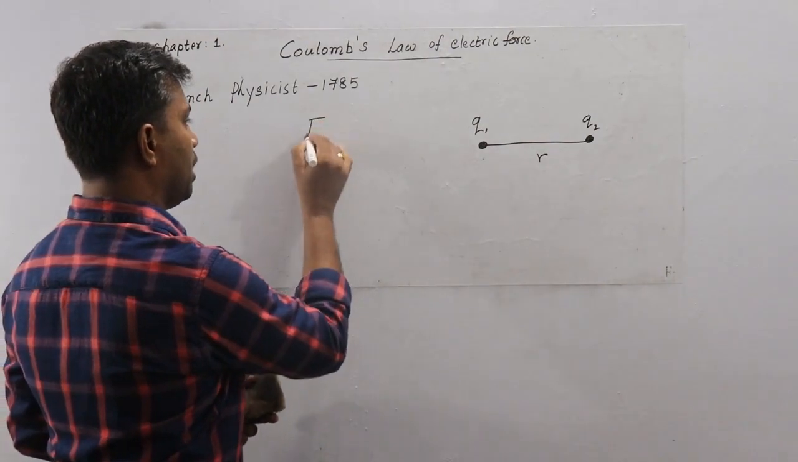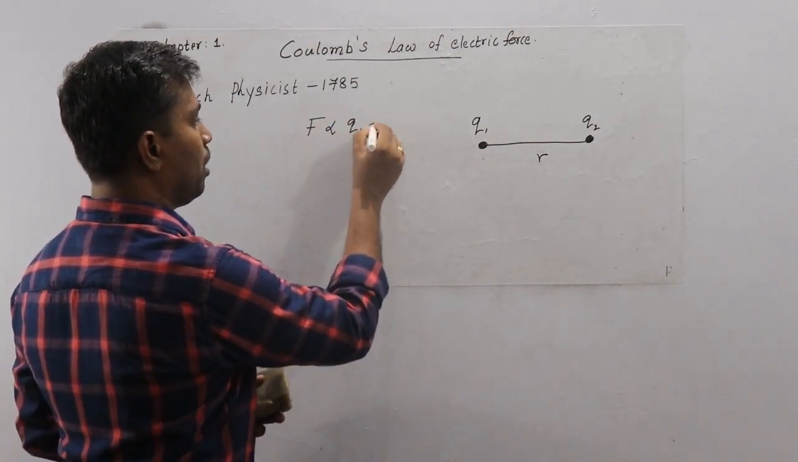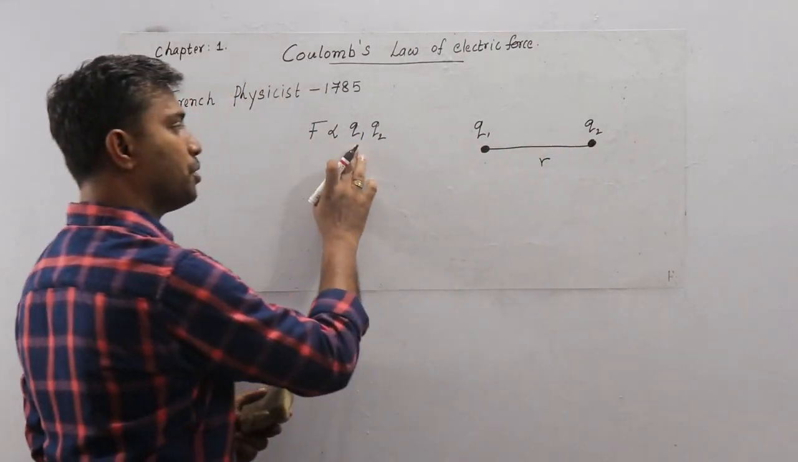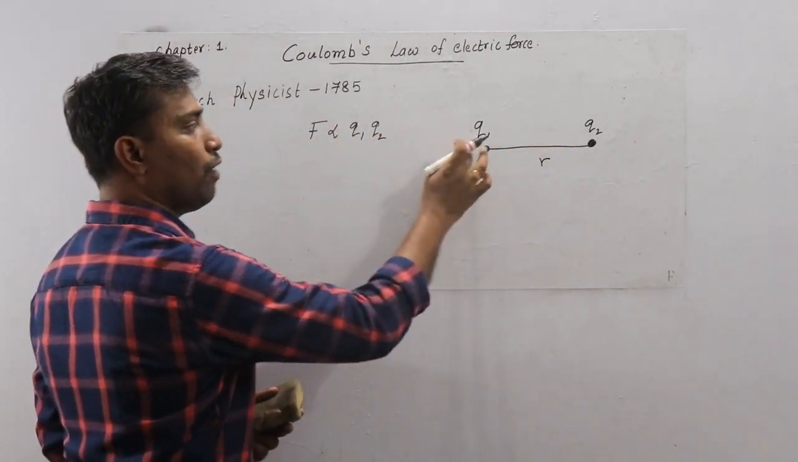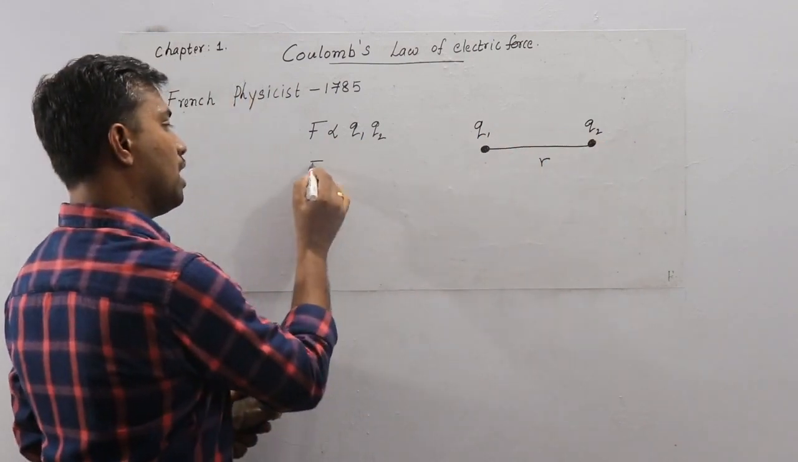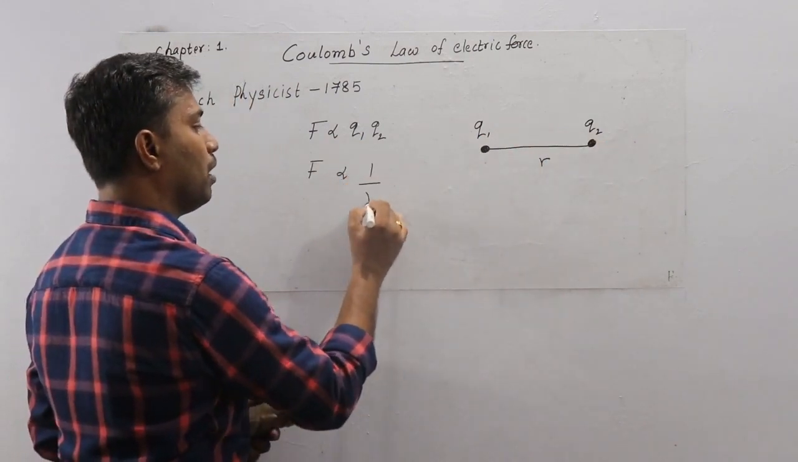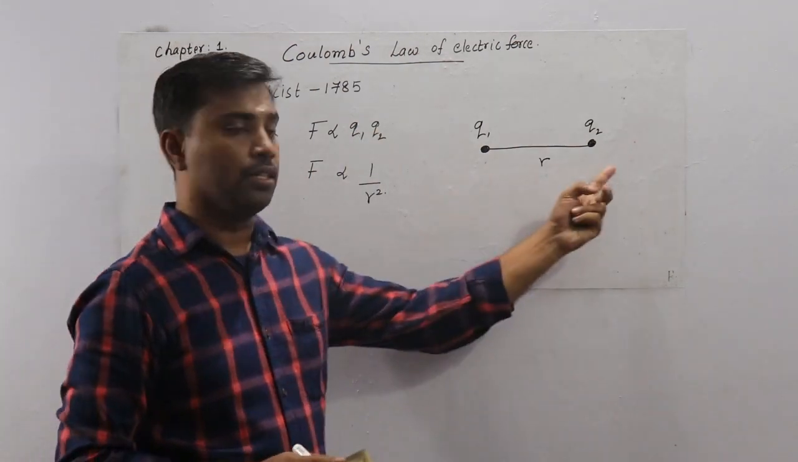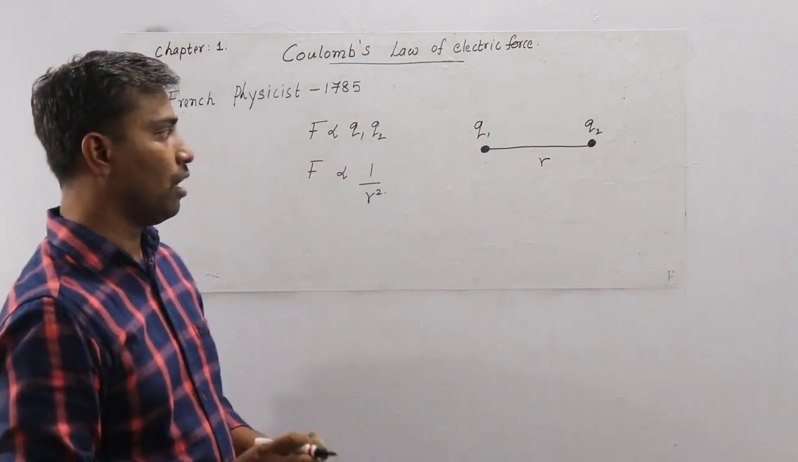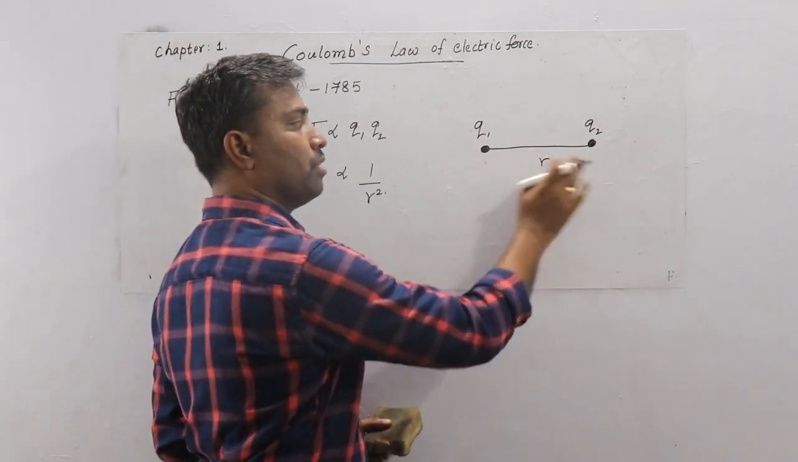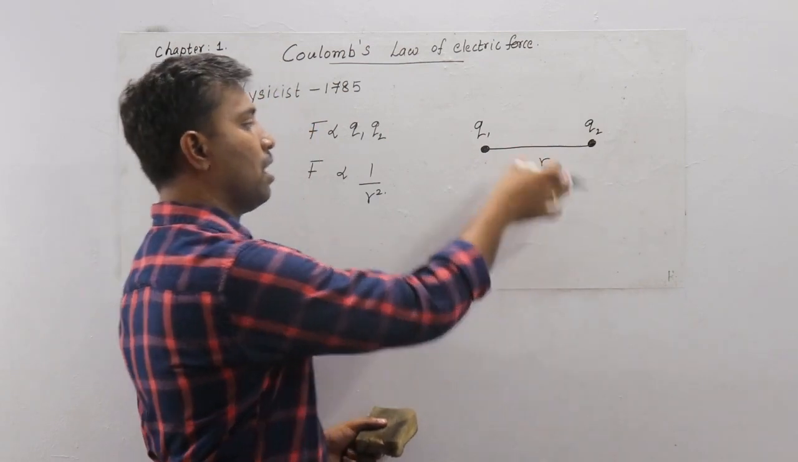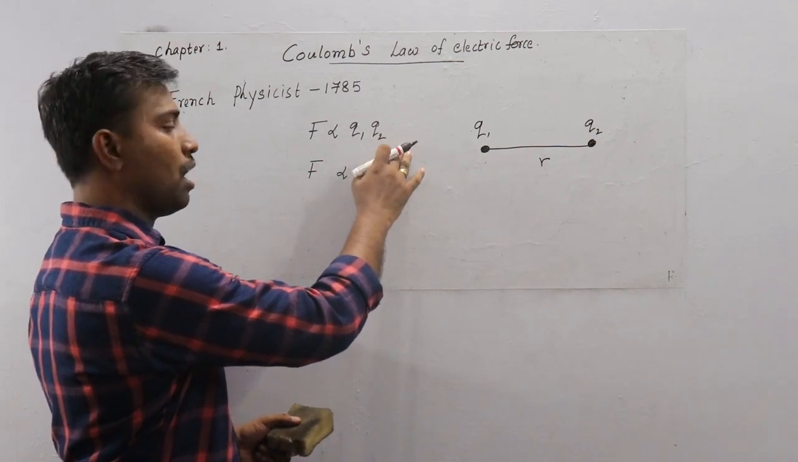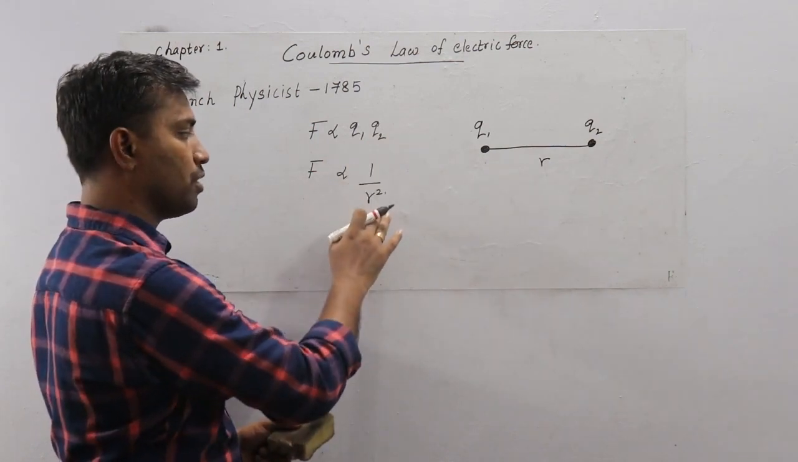The force of interaction F is proportional to Q1 and Q2. The force between these two charges is directly proportional to the product of the magnitudes of the two charges, and F is proportional to 1 by r square. The force is inversely proportional to the square of the distance between them. So Coulomb says that the force of interaction between two charges separated by some distance is directly proportional to the product of their charges and inversely proportional to the square of the distance between them.